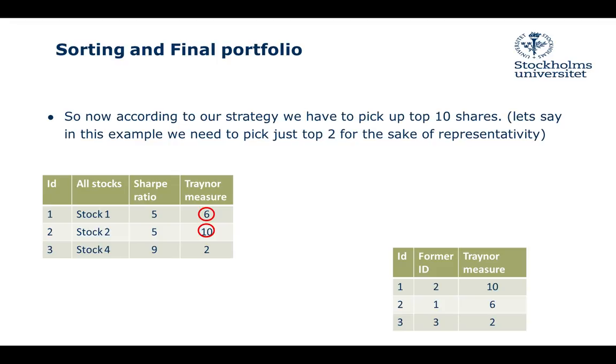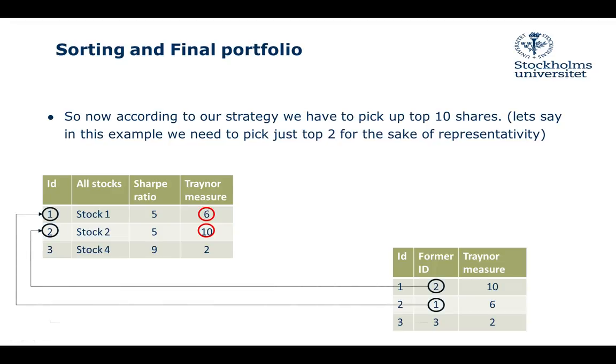So at the end we want to save it in a new matrix, and this is how it will actually work in R and Matlab. We're going to create a new matrix which will have the ranked stocks. In one column it will have the former IDs which can be traced to the particular stock, and on the other side we're going to have the Treynor measures, but the Treynor measures are going to be sorted from the biggest to the lowest.